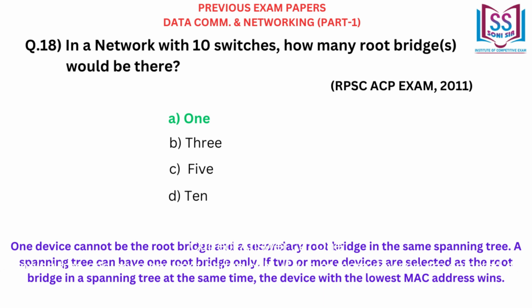1. One device cannot be the root bridge and a secondary root bridge in the same spanning tree. A spanning tree can have one root bridge only. If two or more devices are selected as the root bridge in a spanning tree at the same time, the device with the lowest MAC address wins.